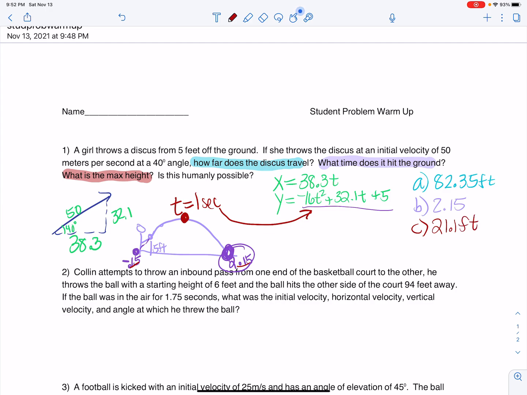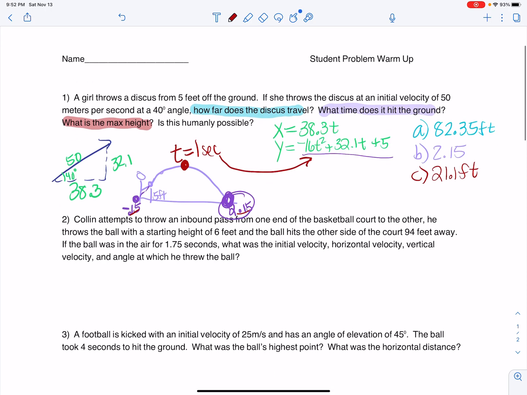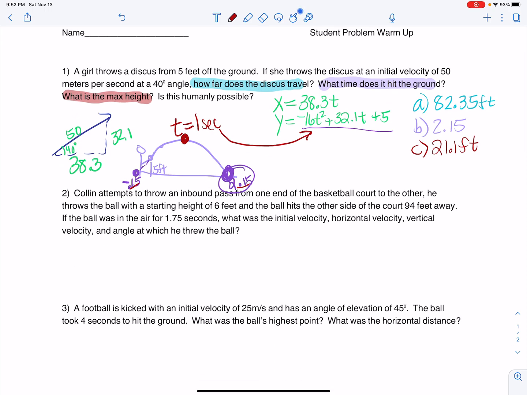I would think so. I've watched a lot of good discus throwers. I didn't write this question. This question was written by a student. I think it was last year, maybe 2 years ago, because somebody wrote one about Colin here. All right, so Colin attempts to throw an inbound pass from one end of the basketball court to the other. He throws the ball with a starting height.